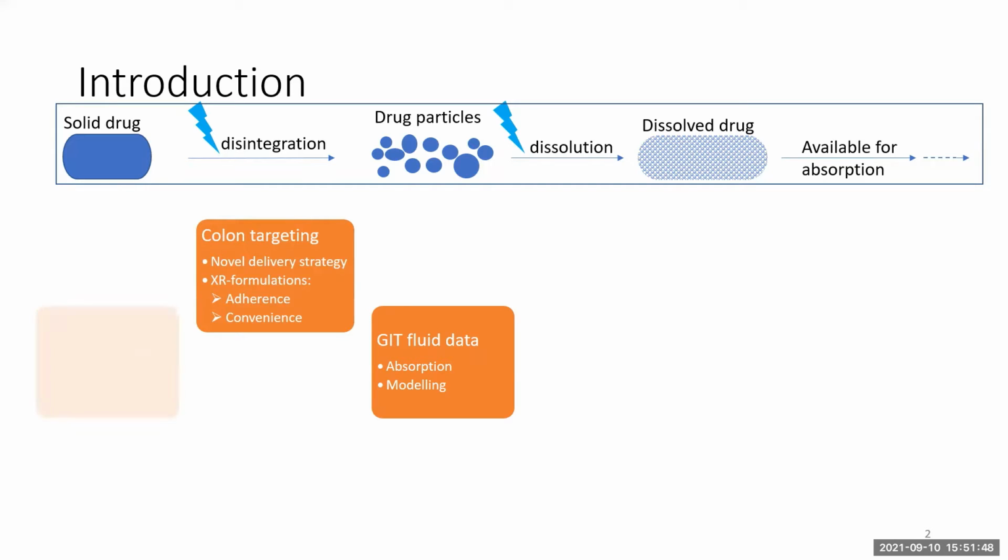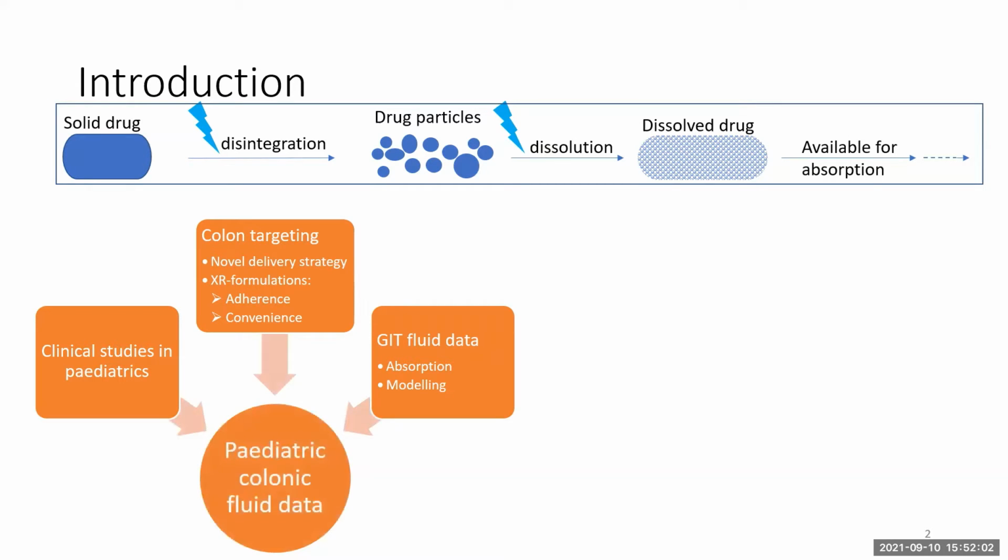Especially in children, not a lot is known, and it's quite hard to do clinical trials in children as these often face ethical constraints. So these three together clearly show we need paediatric colonic fluid data. But how do we do this?